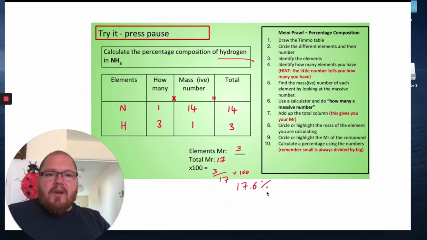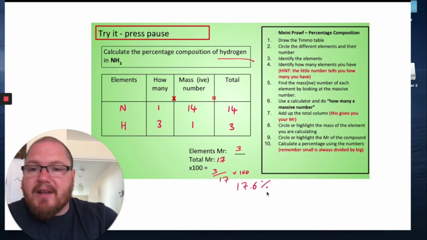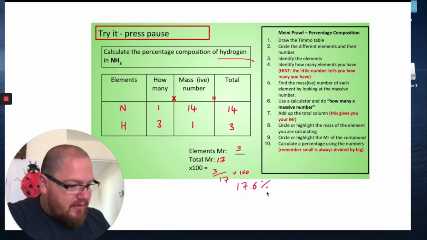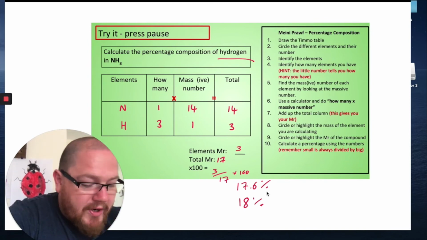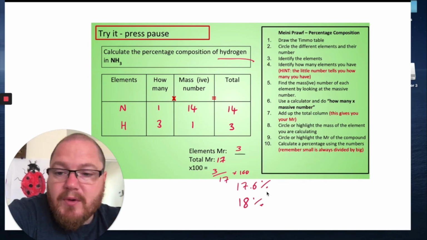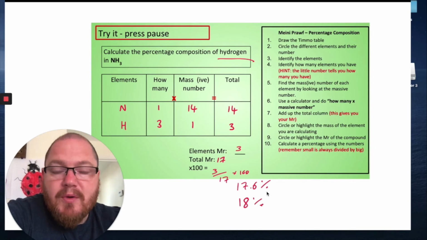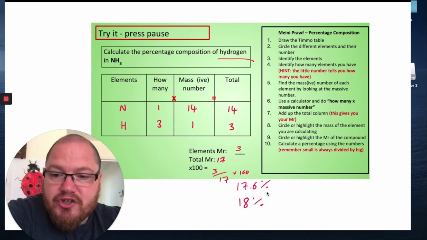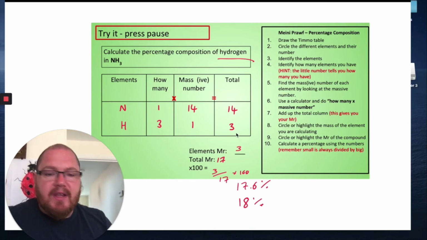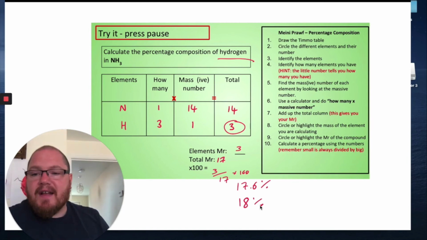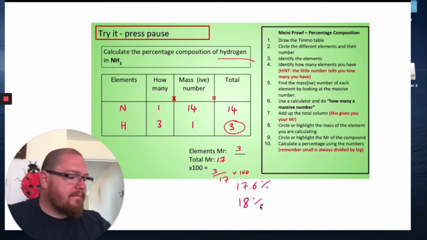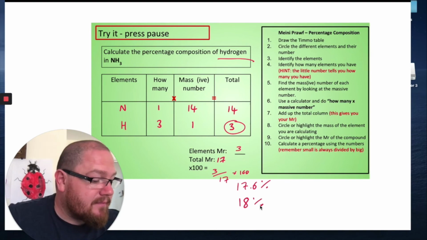So this is what I've got. I've actually gone to a decimal place here. I don't know why. That should have been 18% really. I'll rewrite that as 18%. So I've got 1 nitrogen. I've got 3 hydrogens. Nitrogen's worth 14 from the periodic table. Hydrogen's worth 1. 14 plus 3 is 17. I want to know hydrogen. So hydrogen is 3. Just circle that up. 3 over 17 times 100 is 18%. And that's my Mr. Sorry, that's my percentage mass.